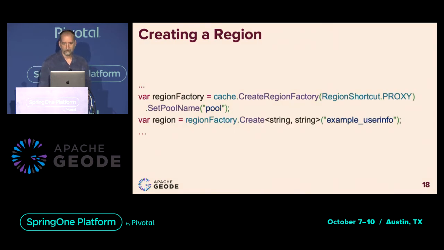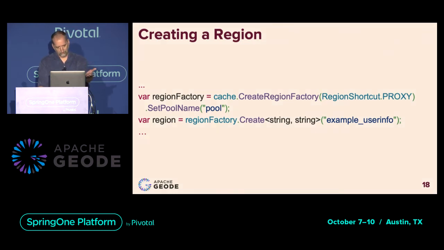All right, creating a region is the next thing you do. You get a region factory from the cache. You see this one is a proxy region. We support all of the types of regions that Geode defines. And then we set the pool name on the region factory. And again, the name is important. If you don't set a pool name on the region factory, we'll just throw an exception when you try to create a region, and the exception will say you need a name for your pool.